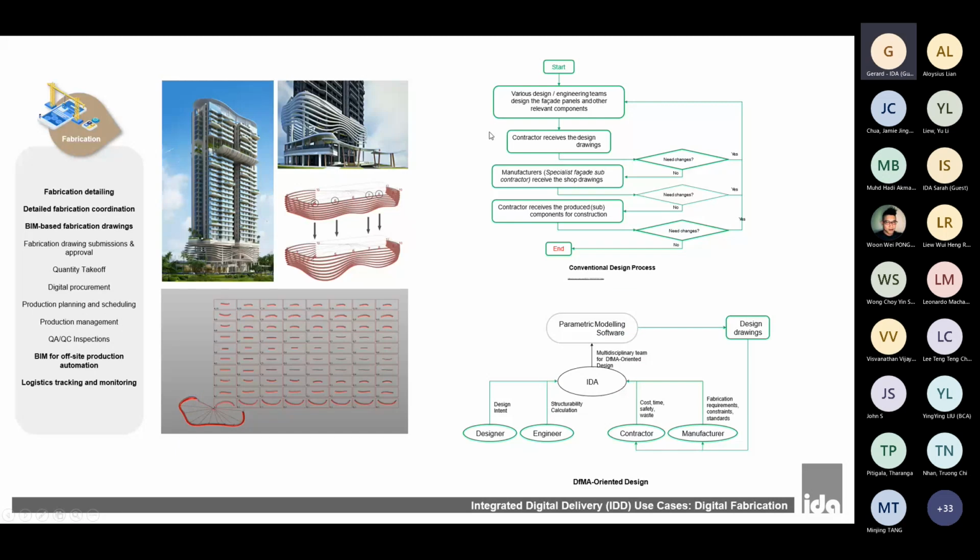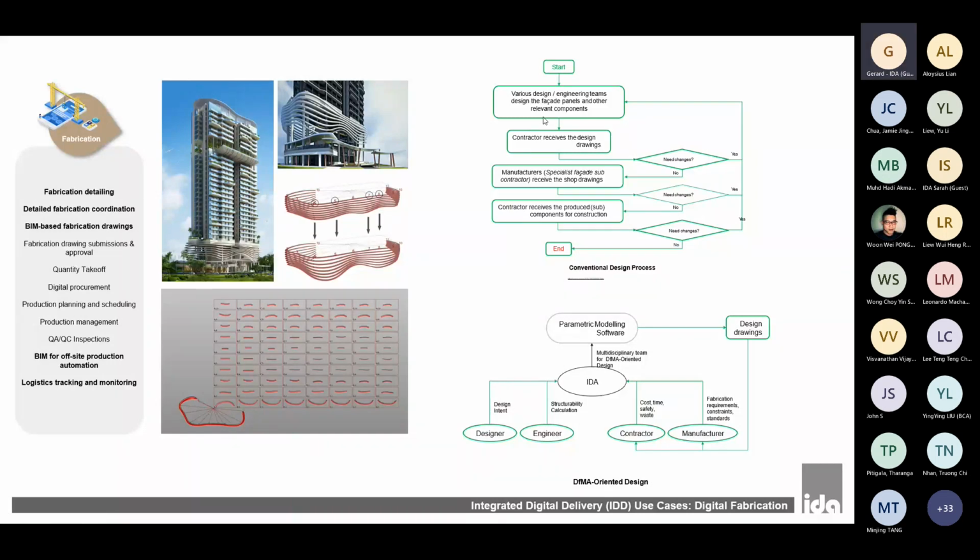We also look at application for fabrication. Typically, in the conventional design process, we would work with the manufacturers and contractors to fabricate something. This process requires a lot of back and forth. You can see from the diagram, at every step of the way, if there are changes required, we need to go back to the start of the loop. They would come back to us, get approval again before they can move on to fabrication.